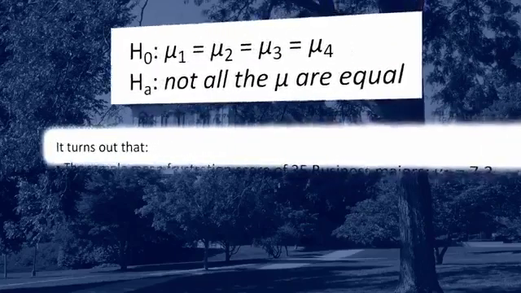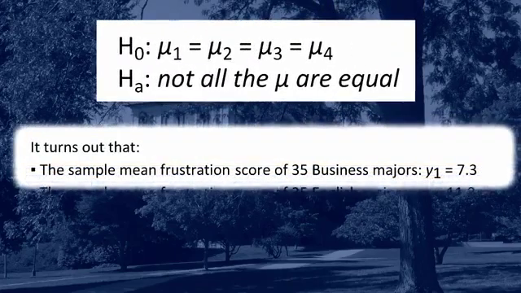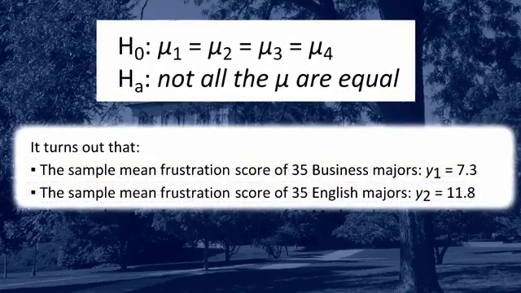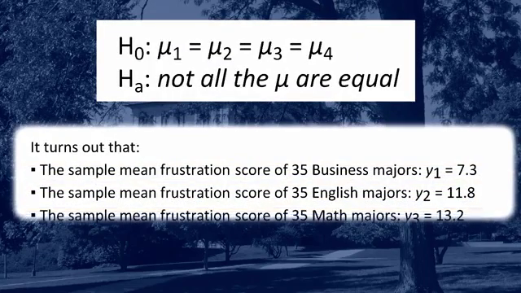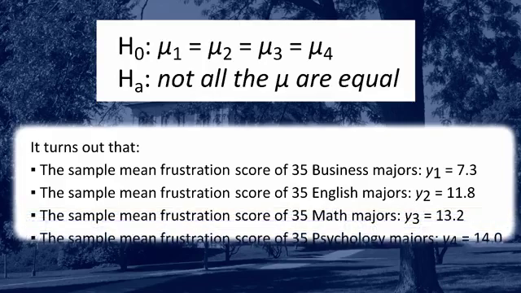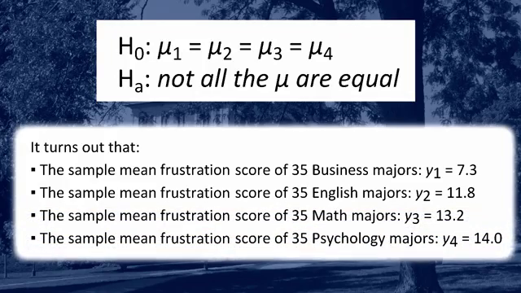Let's see. It turns out that the sample mean frustration score of the 35 business majors is 7.3. The sample mean frustration score for the 35 English majors is 11.8. The sample mean frustration score for the 35 math majors is 13.2. And the sample mean frustration score for the 35 psychology majors is 14.0.